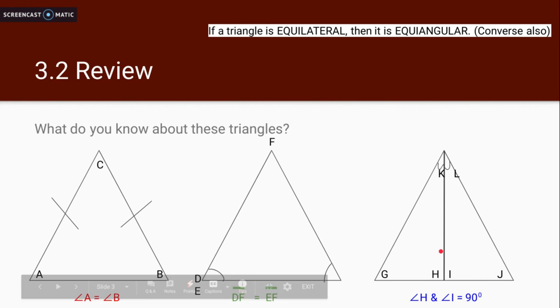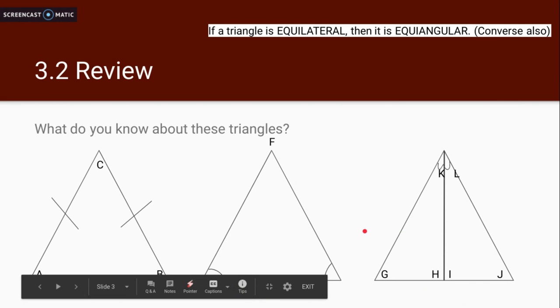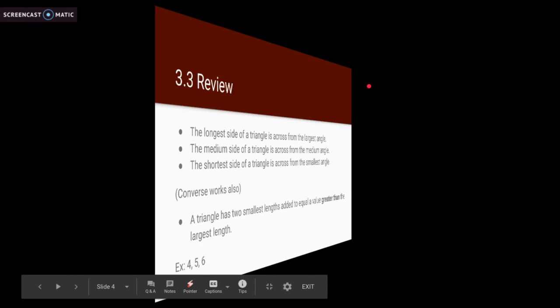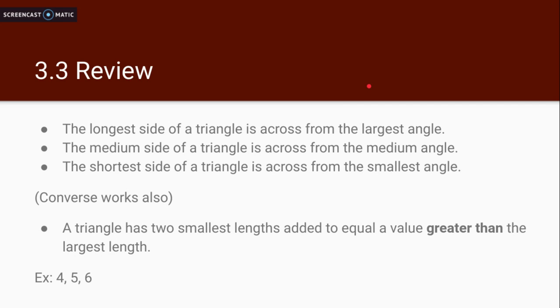The reason why you have to know these things is they will assume that you know those. So they might say, oh, this is 60, this is 60, what is C? You might say, oh, well, how am I supposed to know that? There's not even A that's given. Well, you'll have to know that A is 60 because of those congruence points. Okay, 3.3 review.